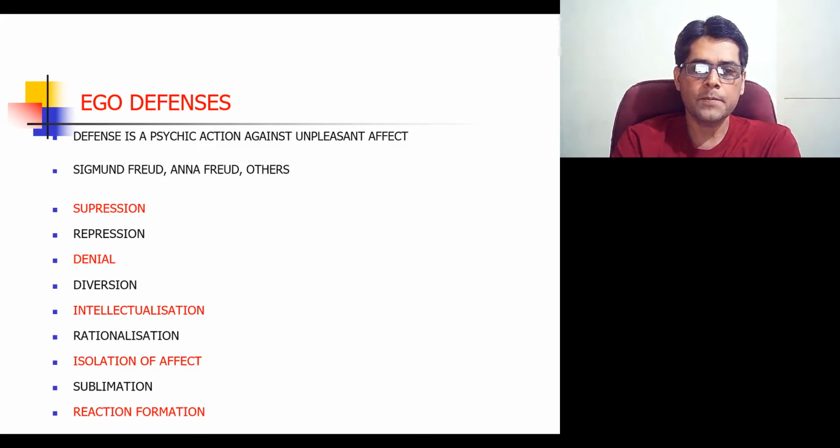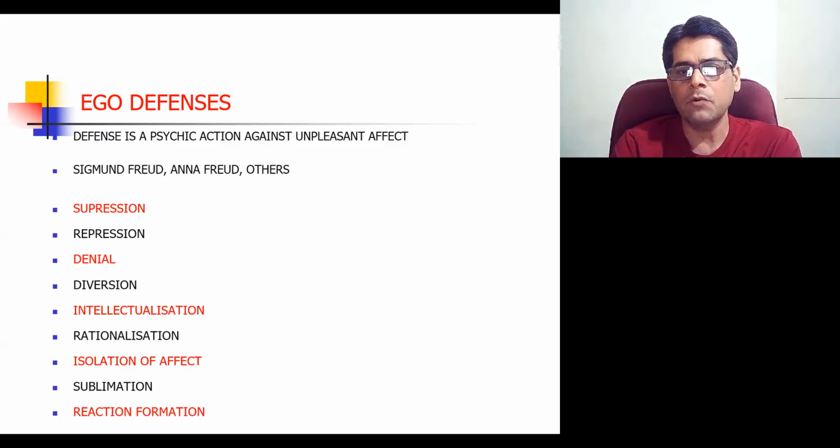Isolation of affect. This can happen when you just stop feeling something in a situation where you used to feel something. Like, you go to a movie and you laugh out loudly at a comedy scene. But a time can come in your life when you go to the movie and you see an equally hilarious scene, but you just don't feel like laughing anymore.